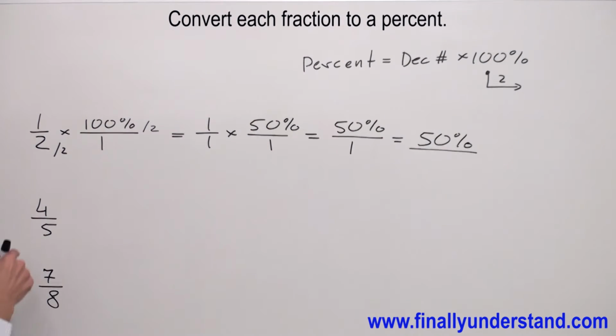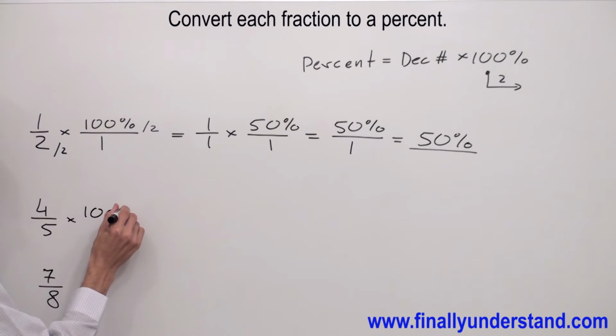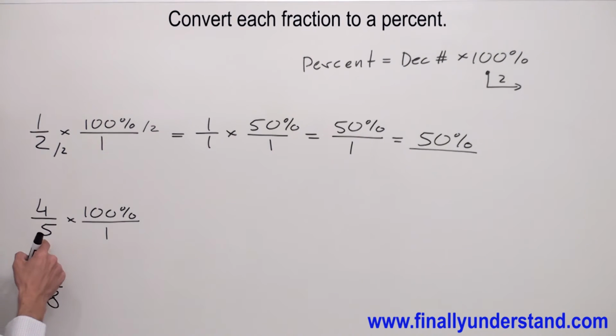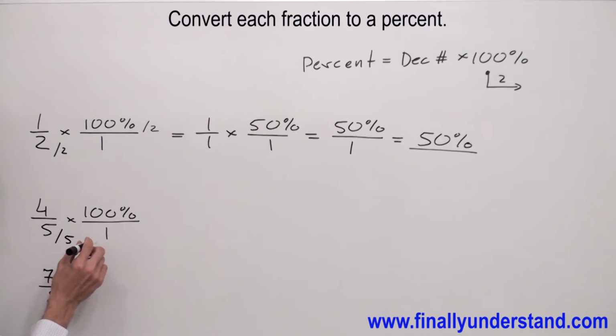Let's check the next problem. Again, in order to convert this fraction to a percent, I have to multiply this by 100%. I'm going to write 100% over 1. Convert to the improper fraction. Check if you can reduce any numerator with any denominator. In this case, I have 5 and I have 100. Both of them are divisible by 5.